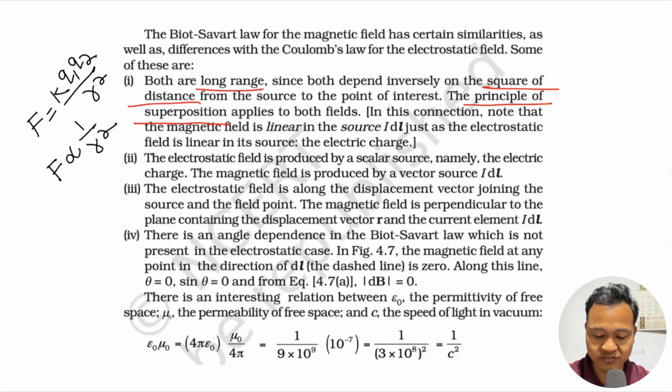Second point: the electrostatic force is produced by a scalar source, namely electric charge. The magnetic field is produced by a vector source, as dl cross r is a vector. Electrostatic force and electric field have charge as the source, so charge produces an electric field, while a magnetic field is produced by the current element dl cross r, a current wire.